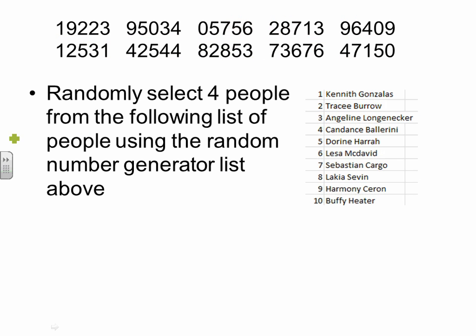Now, let's take this situation. I want to randomly select 4 people from the following list of people using the random number generator list above. Okay, well, I have 1, 2, 3, 4, 5, 6, 7, 8, 9, 10. Let's go ahead and try to pick. Okay, 19. Nope. 22. Nope. 39. Nope. 50. Nope. 34. Nope. Okay, 5. I selected 5. That's 1. Okay, 75. Nope. 62. Nope. 87. Nope. 13. Nope. 96. Nope. Do we notice the problem here? It's going to be really, really tough to get 4 people if we keep doing this.